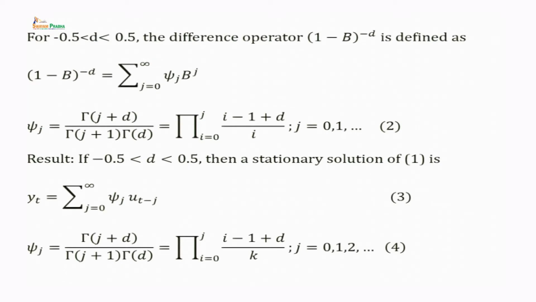So using this expansion we can write the process as y_t equal to (1 minus B) to the power minus d u_t, and then we use this expansion and you can easily verify this result. A stationary solution for this is y_t equal to summation j equal to 0 to infinity psi_j u_{t minus j}. You simply take this expansion, and then B to the power j u_t is equal to u_{t minus j}.